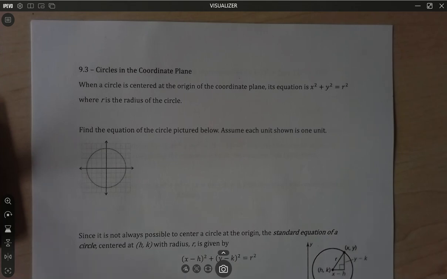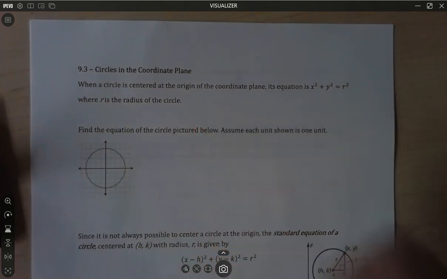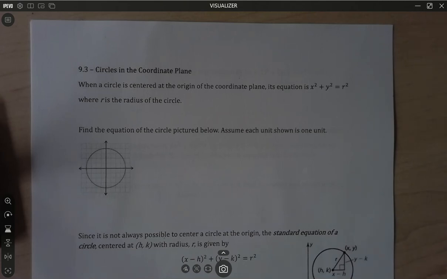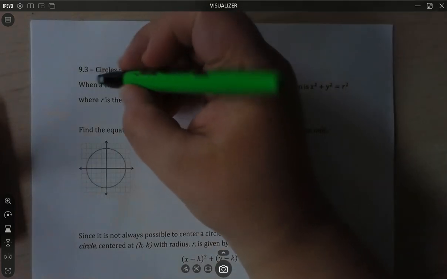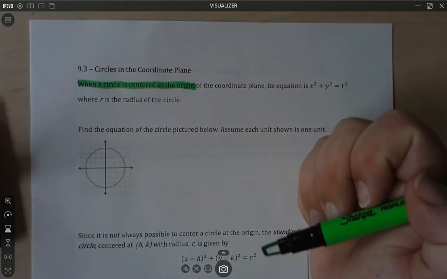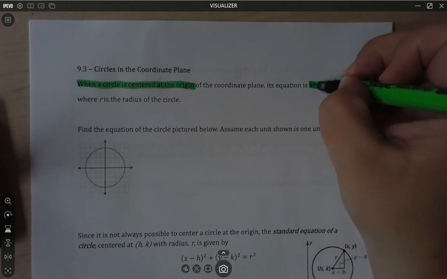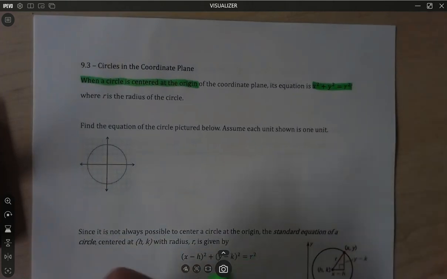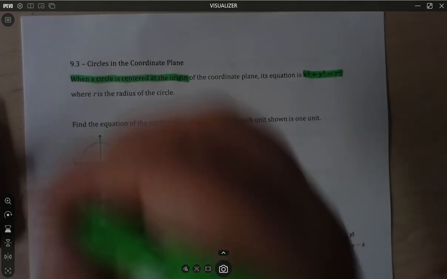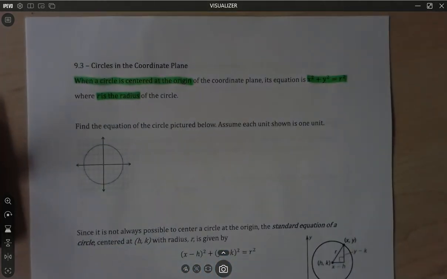So here, as we get started, when a circle is centered at the origin, again, that is going to be important for us to start with. So if we're centered at the origin of our coordinate plane, our equation is simply x squared plus y squared equals r squared, where r is the radius of our circle.